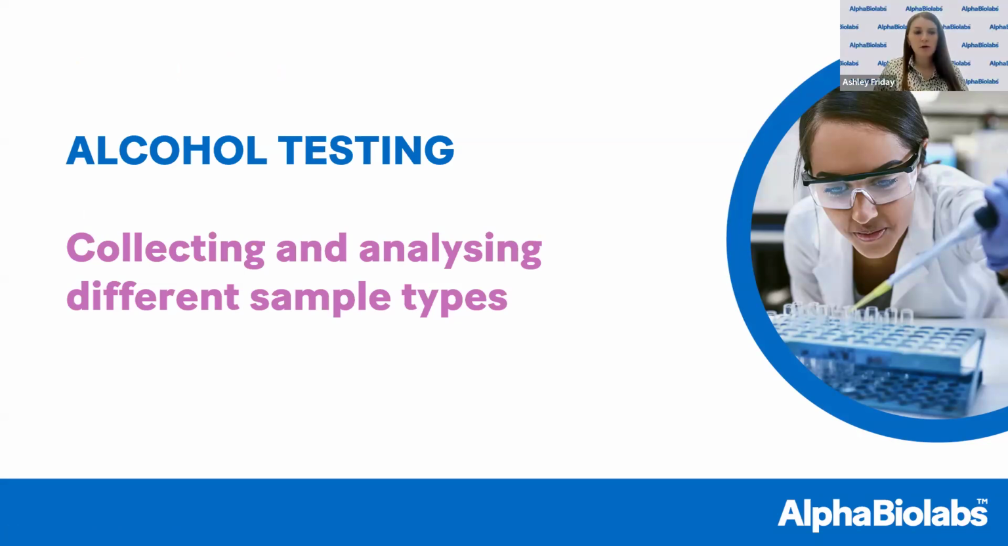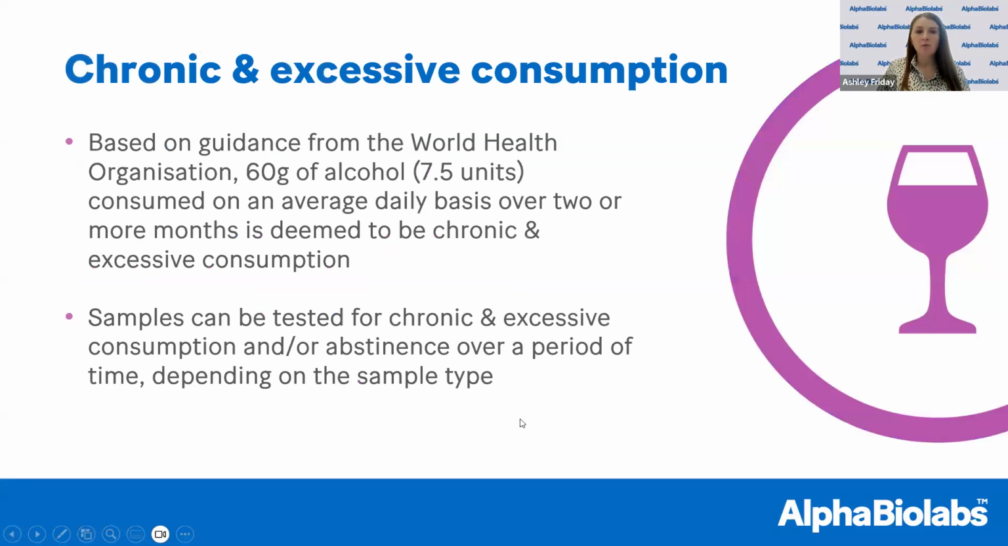Okay, so we've spoken about options for drug testing, and now we're going to look at options for alcohol testing. Similarly to drug testing, when we look at alcohol, we would first of all look to do a sample of head hair. When we use that sample, we're looking at chronic and excessive consumption of alcohol. What that means is the World Health Organization would deem chronic and excessive consumption as more than 7.5 units of alcohol being consumed on average on a daily basis for two or more months. So that's what we're looking at when we're doing this testing.